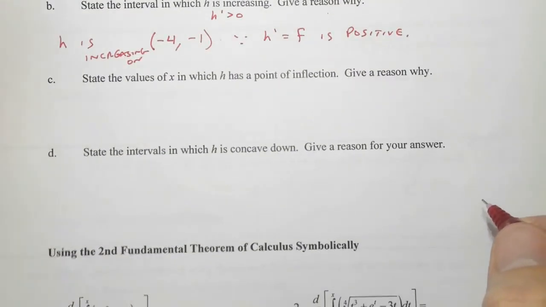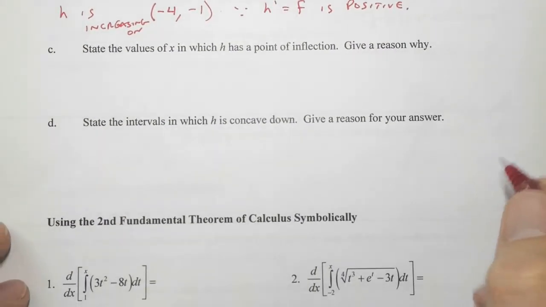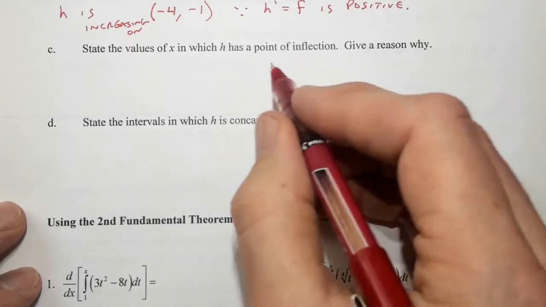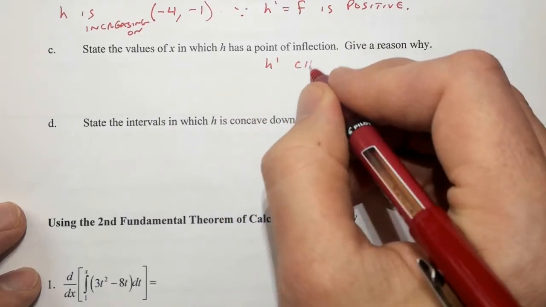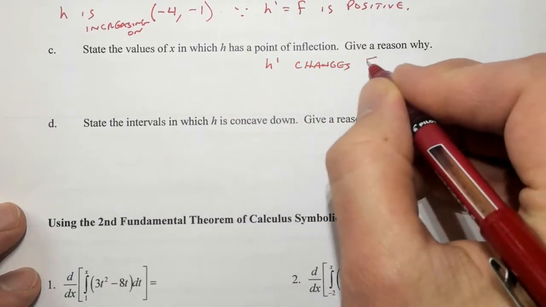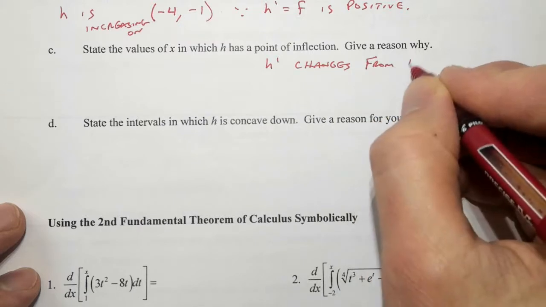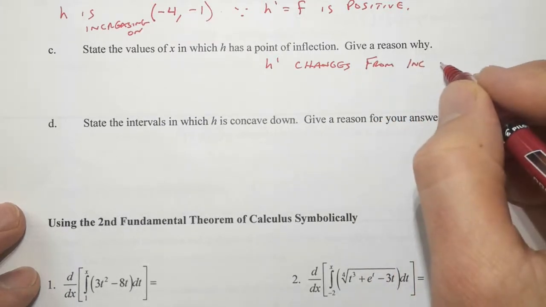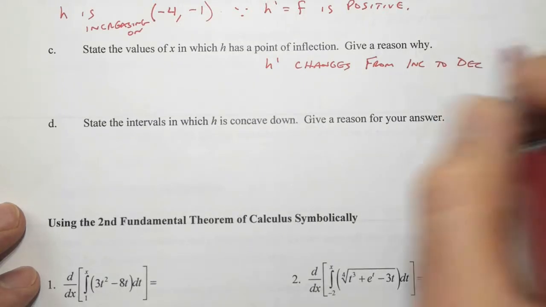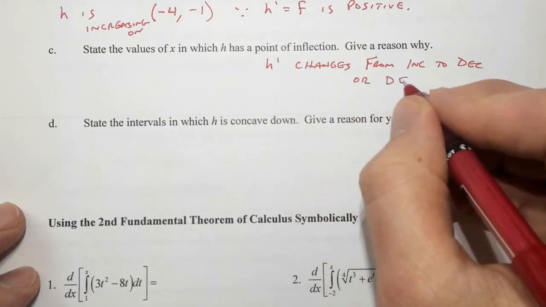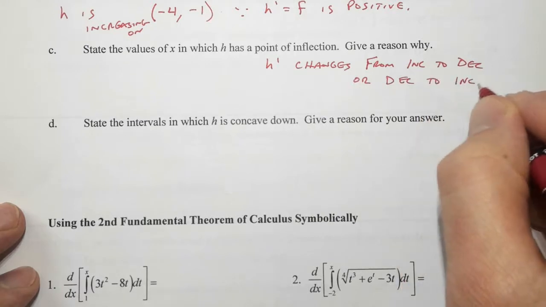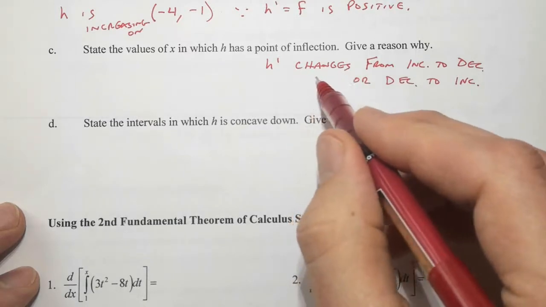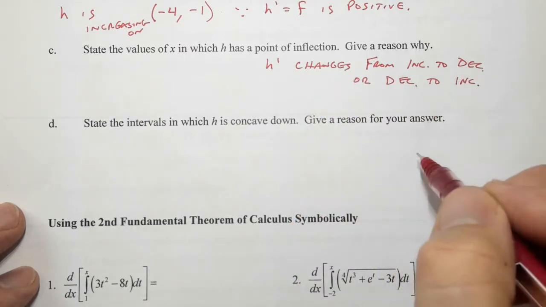Part C says state the values at which h has a point of inflection and give a reason why. All right, so the reason why is when the derivative changes from increasing to decreasing. I was about to say positive slopes to negative slopes, which you could also say. From increasing to decreasing, or vice versa, decreasing to increasing. So we want to look for when h prime has, in essence, a relative max or a relative min.